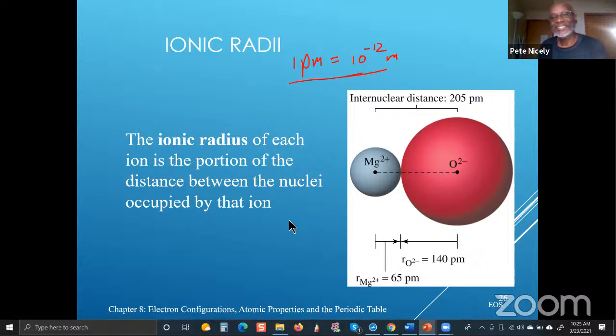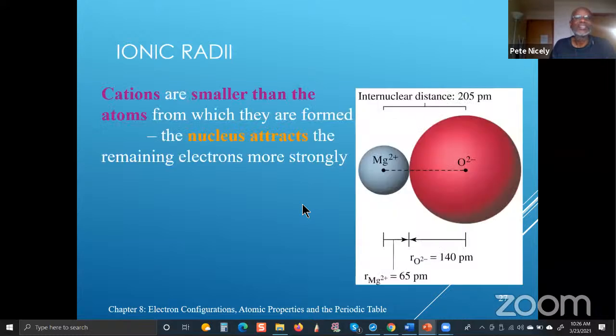So we can understand certain trends when it comes to ionic radii as well, based on what we were talking about with respect to electron configuration. Now, the first thing we're going to talk about here is the relative size of the cations compared to the atoms from which they're formed, all right? And what you're going to see here is that the size of the cations would be smaller compared to the atoms from which they're formed.